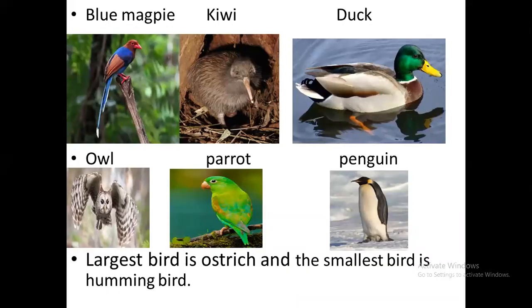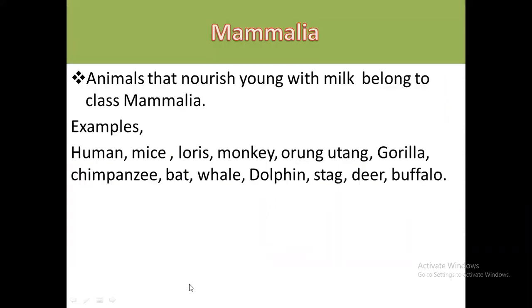Right? Blue magpie, this one. And this one we are saying kiwi, kiwi. Duck, owl, parrot, penguin. The largest bird is the ostrich and the smallest bird is the hummingbird. But ostrich can't fly. Now we are going to talk about the last group.